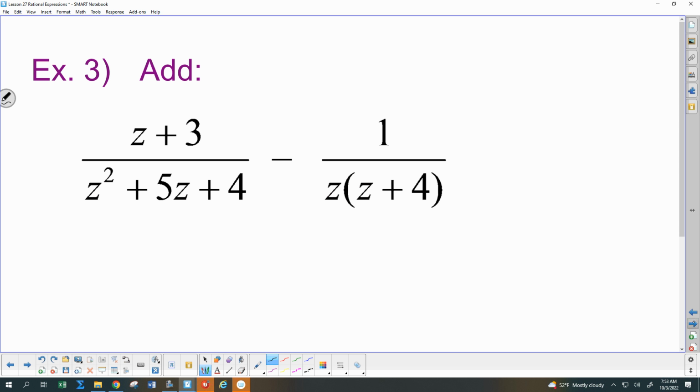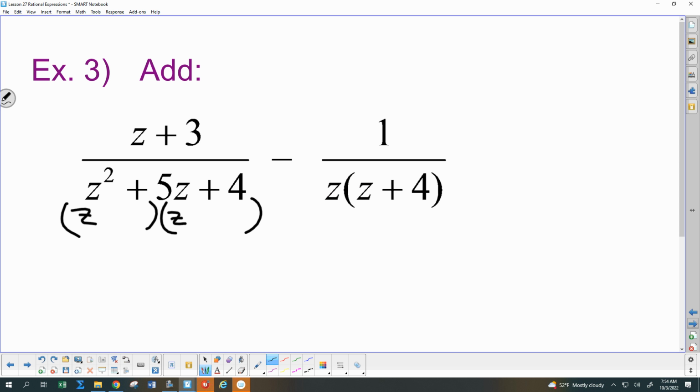Now, this one is a little bit tricky. Second denominator is pretty easy to tell what's going on. It's factored. First denominator has a z squared in it. And anytime you have a denominator or a parentheses with a z squared or a z cubed, you want to see if you can factor it. Can anybody see a way to factor z squared plus 5z plus 4, given the factoring things that we reviewed last week? Chloe?